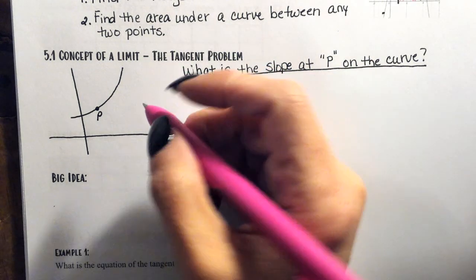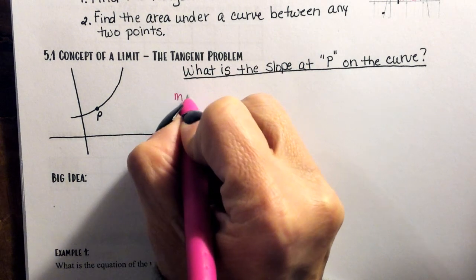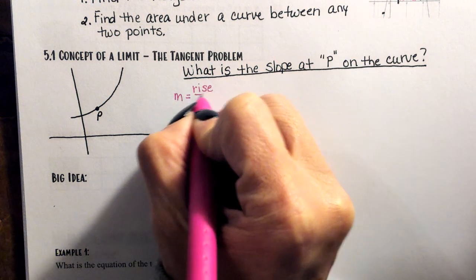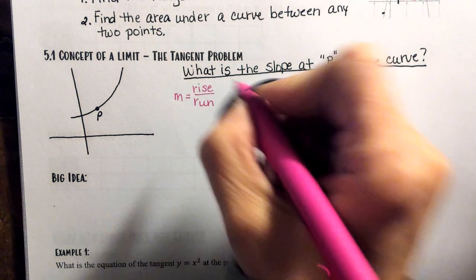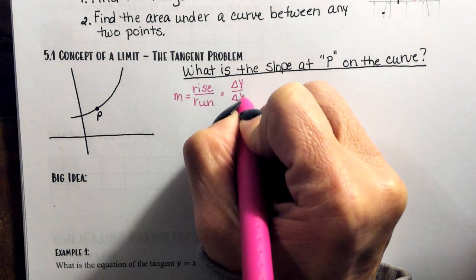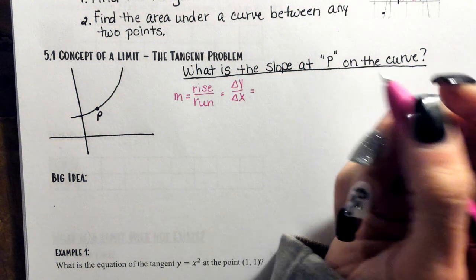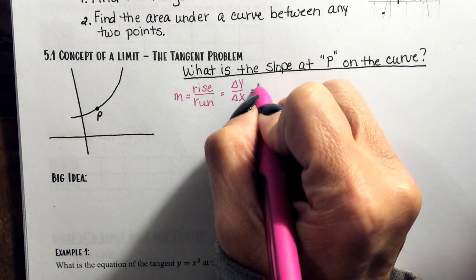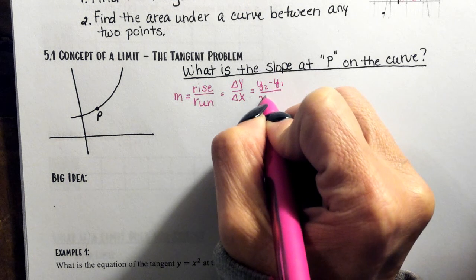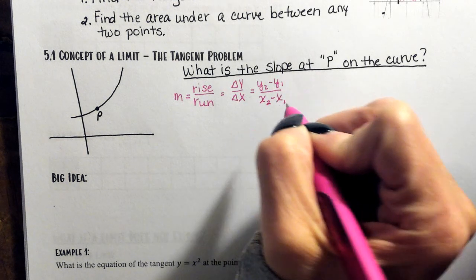Okay, let's just write down some stuff. We know that the slope is maybe rise over run. And then we also know, maybe some of you did delta y over delta x. And some of you may be thinking really practical. Well, isn't it that formula, y2 minus y1 over x2 minus x1?